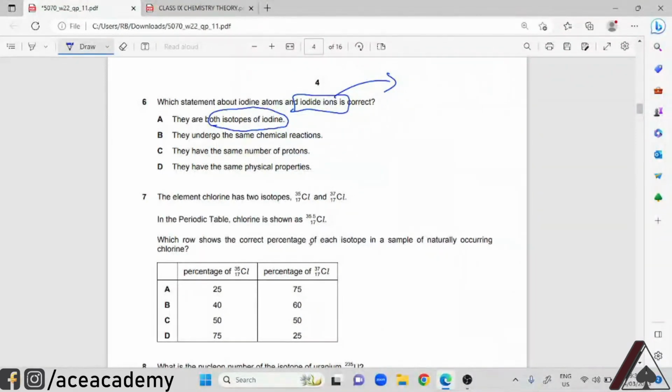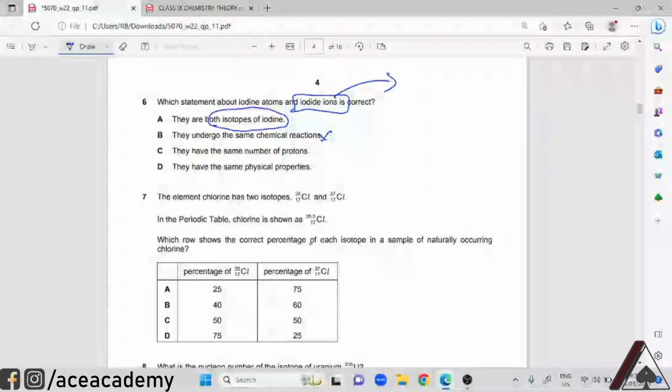And option B says they undergo the same chemical reactions. We know that they do not undergo the same chemical reactions, because the number of electrons in the outer shell of iodide ions and iodine atoms are not equal, because iodide ions have gained electrons and iodine atoms did not gain any electrons, so the number of electrons in the outer shell is different. So option B is not the answer. They do not undergo the same chemical reactions.